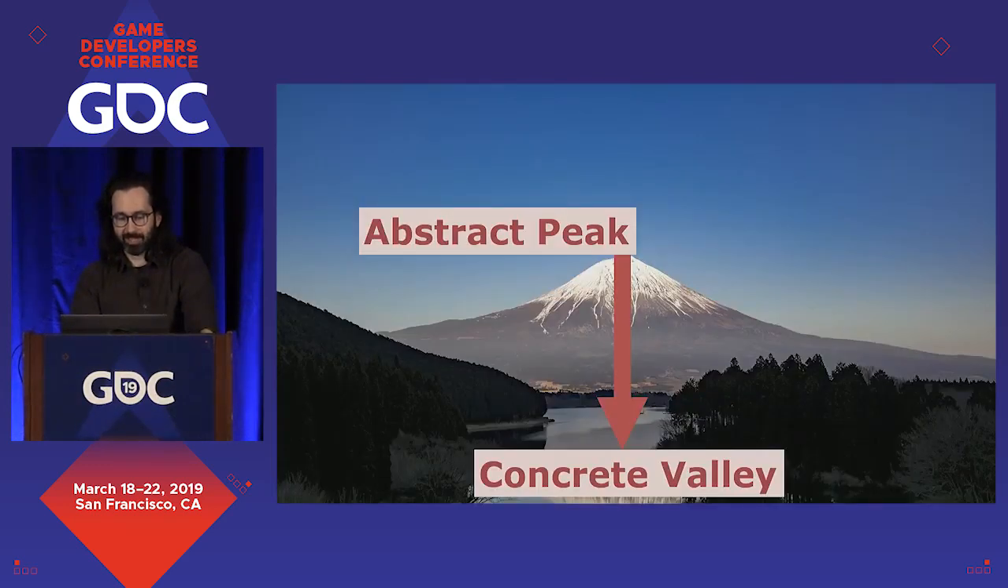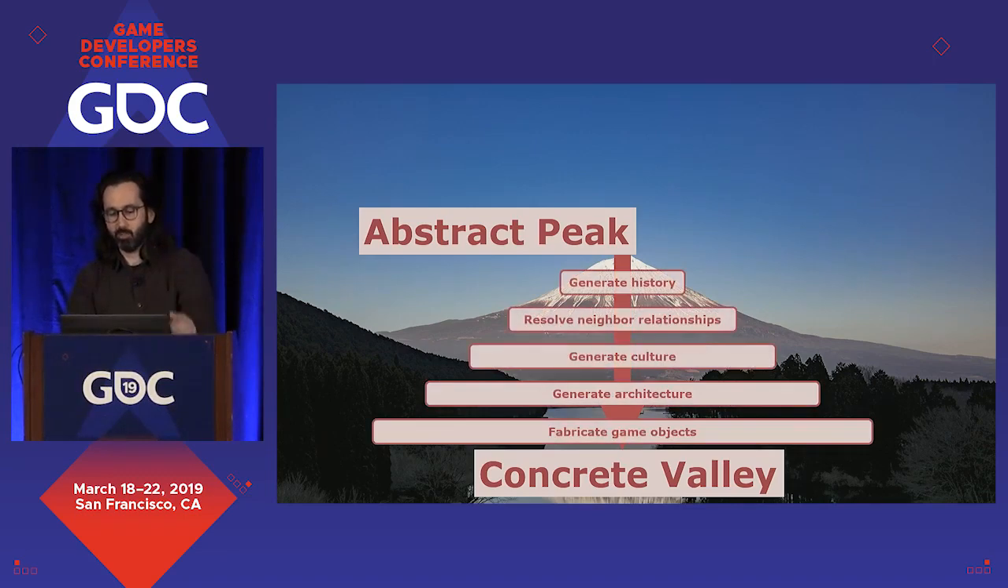So we have Abstraction Mountain again. Those 5 steps we're going to lay out here. We're going to start really abstractly with the village history.